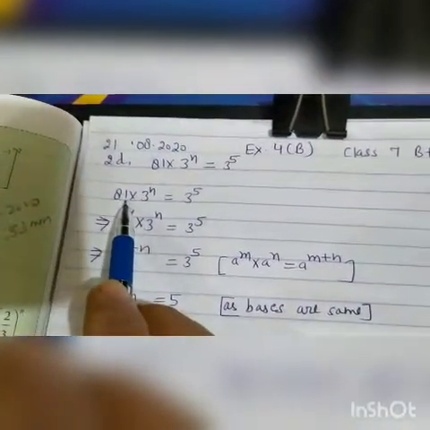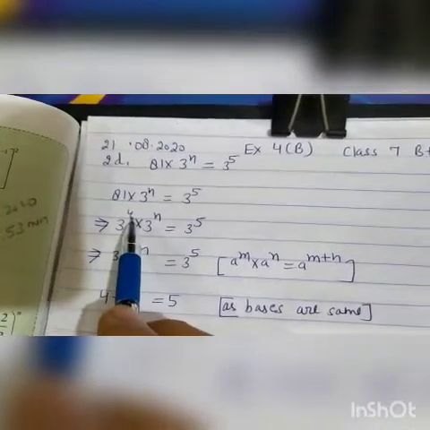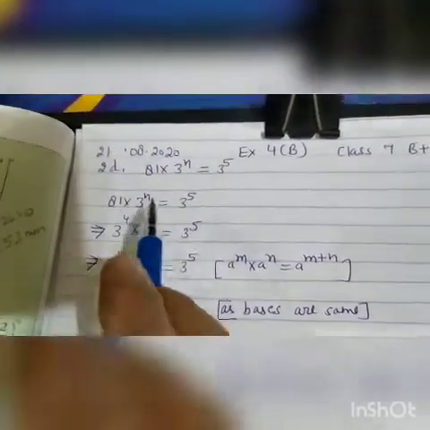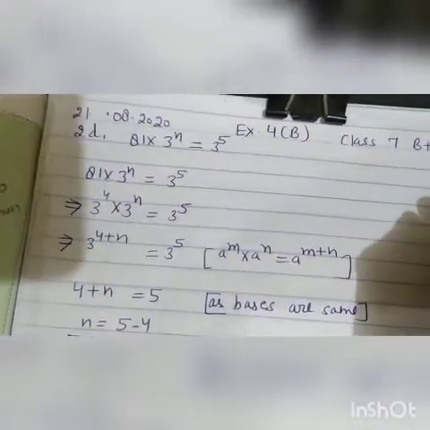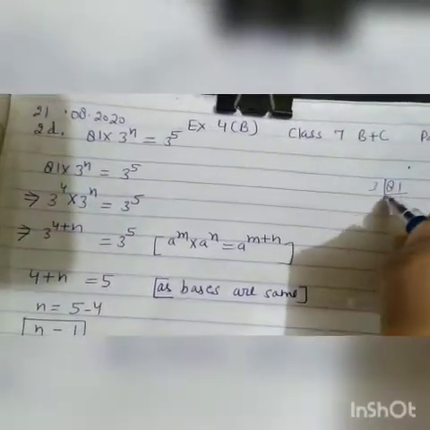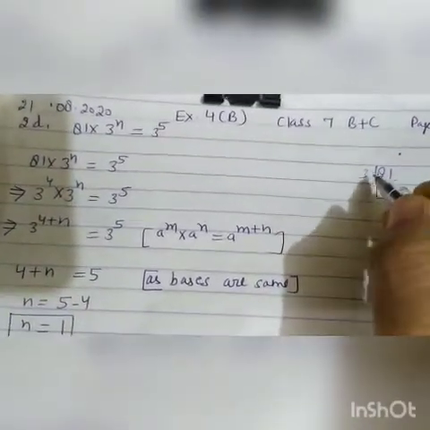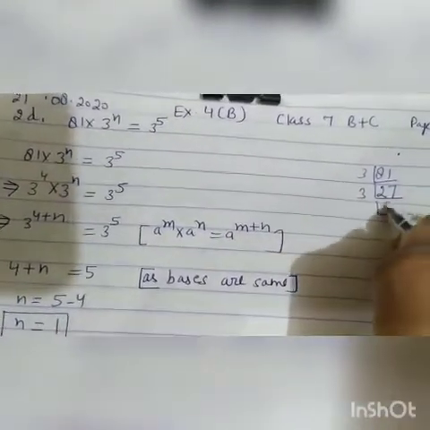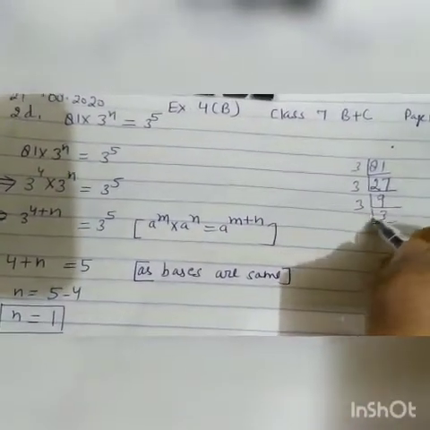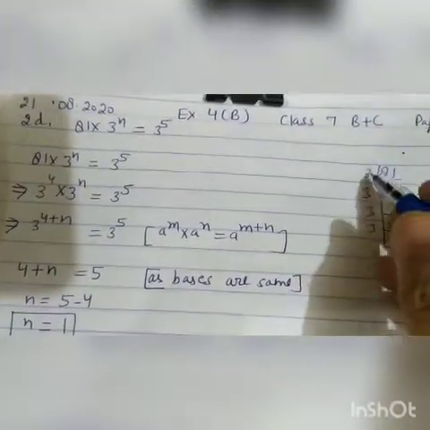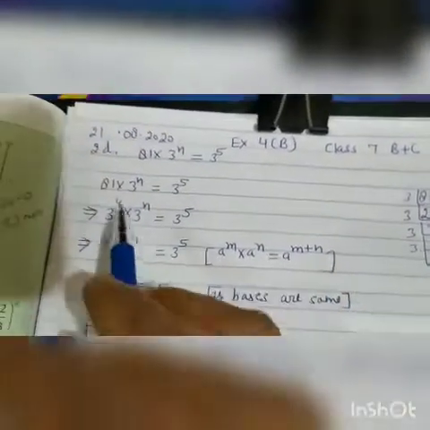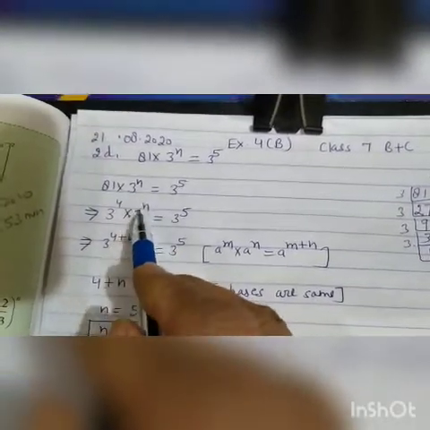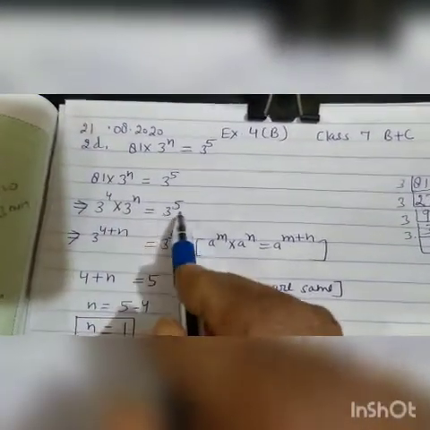Now this 81 we can write as 3 power 4. If we factorize this 81, we get 3 four times. All of you are familiar with this. If we start dividing by 3: 3 twos are 6, 3 sevens are 21, 3 nines are 27, 3 threes are 9, 3 ones are 3. So we get 3 four times. So this 81 can be written as 3 power 4 multiplied by 3 power n is equal to 3 power 5.